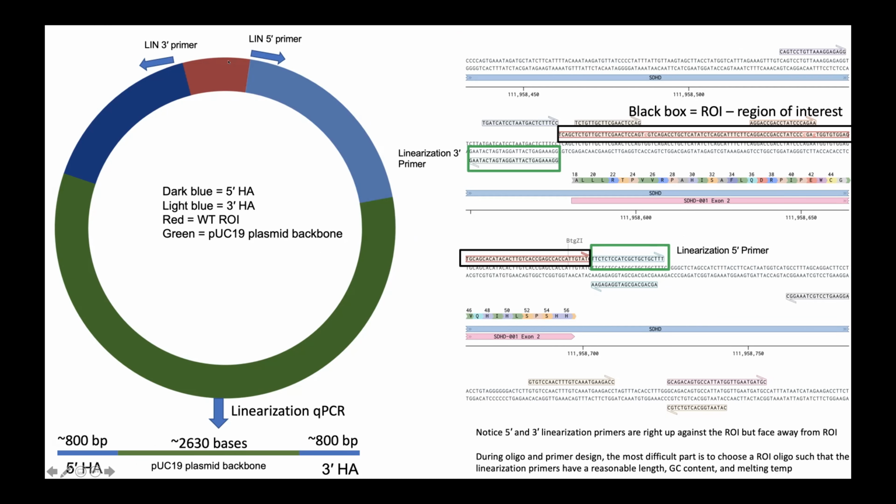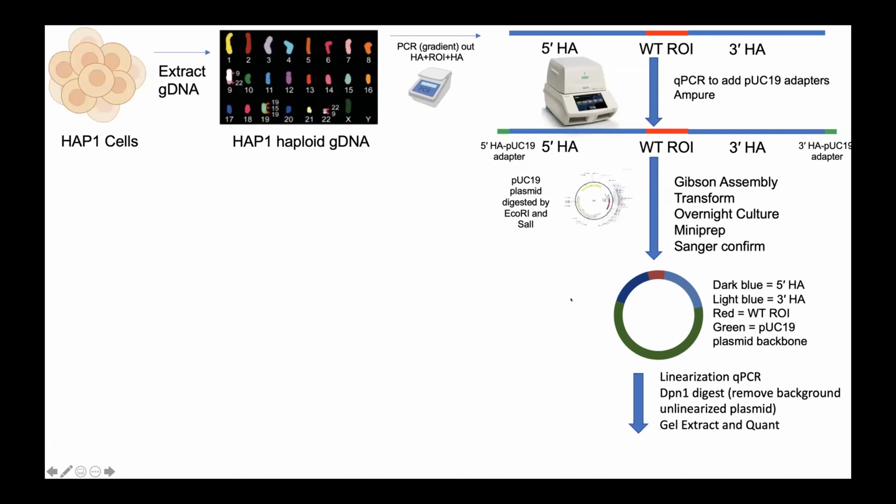And so now what you've essentially done with this linearization PCR is you've removed the wild type region of interest, and you've created a spot now to put in the actual library. And so this linearization qPCR occurs.